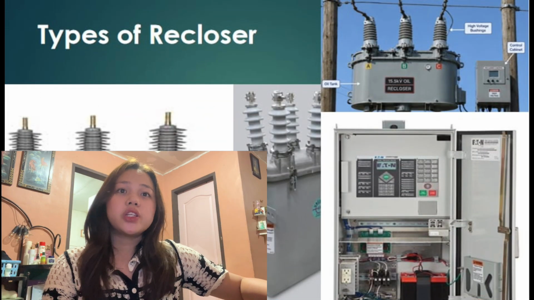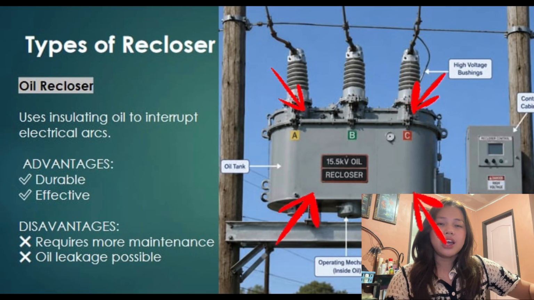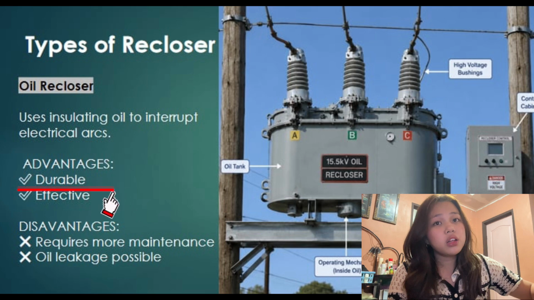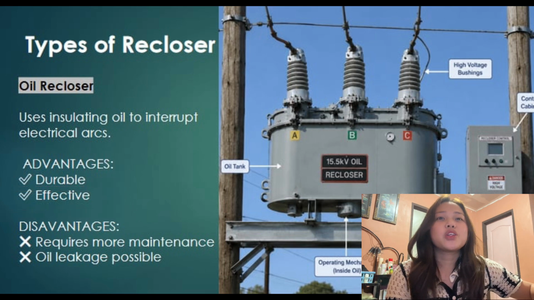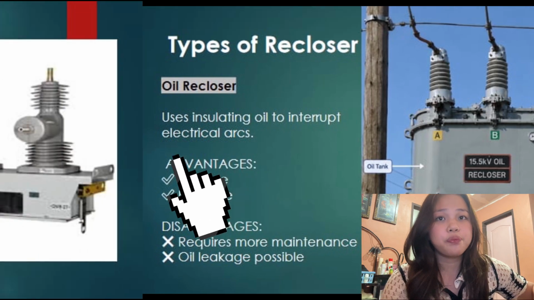Now, let's talk about the different type of recloser. The first type is the oil recloser. It uses insulating oil to interrupt electrical arc. It is durable, effective, but it requires more maintenance di ay. And it also oil leakage possible. So, nowadays, less common na siya.